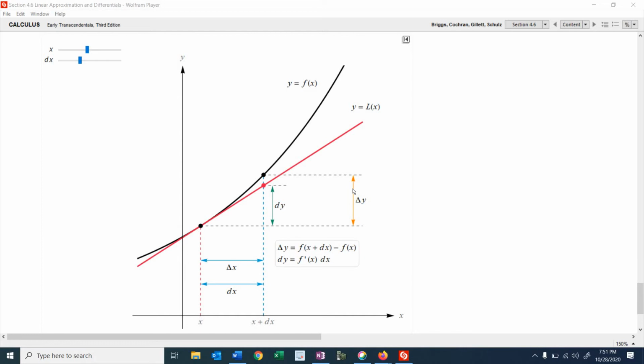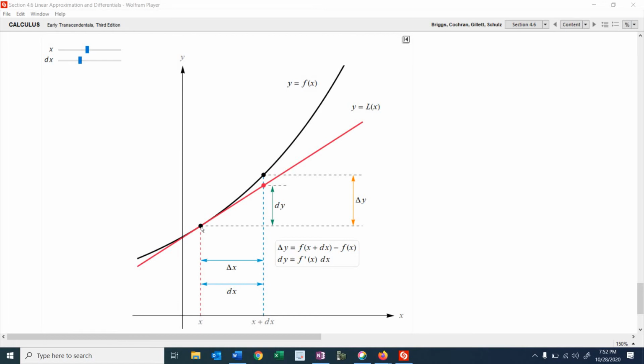Okay, and so maybe a formula for delta y, you can see delta y would be the y value here, which is f evaluated at x plus delta x, minus the y value here, which is just f of x. So that's delta y. Whereas a formula for dy you can get by looking at the slope of this tangent line. So the slope of the tangent line at this point would be the derivative of the function at this point. So it's going to be f prime of x.